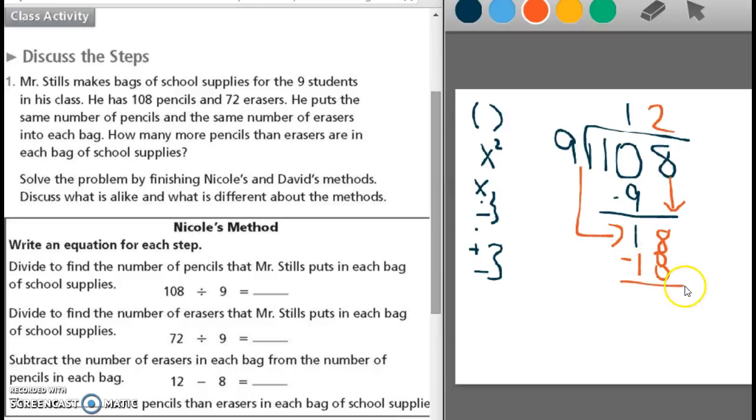So this is going to subtract. And we're getting 0. So I have no remainder. So my answer right here should be 12. Alright, so then he needed to do the next step.